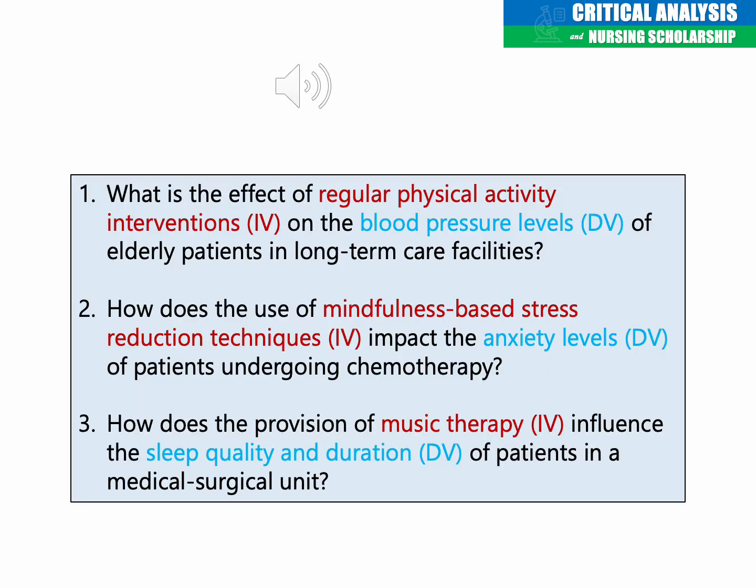Okay, now let's try to look at these three research questions in experimental research. I want you to read the three research questions and identify which variables are manipulated. First is, what is the effect of regular physical activity intervention on the blood pressure levels of elderly patients in long-term care facilities? In here, the variable that the researcher wanted to manipulate is physical activity, and that is the independent variable.